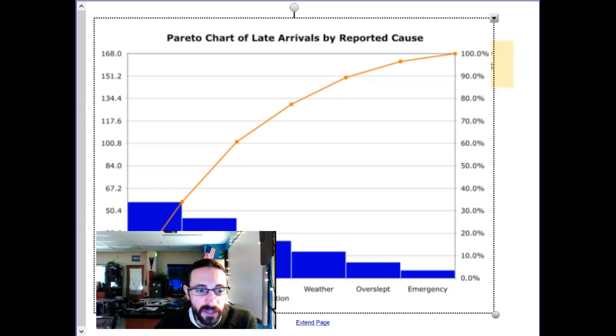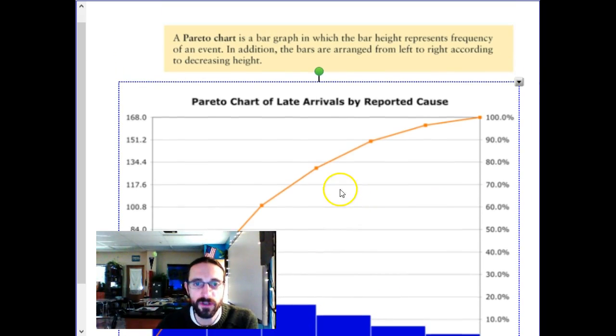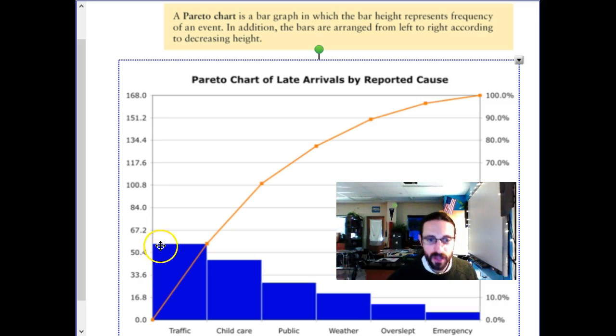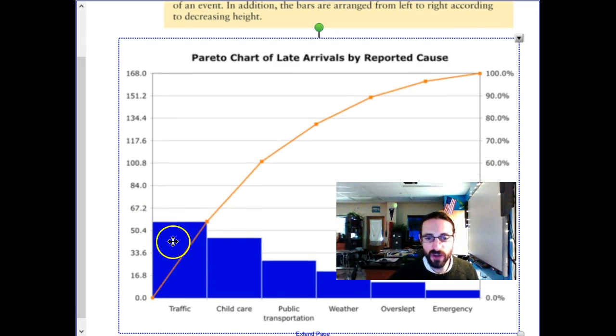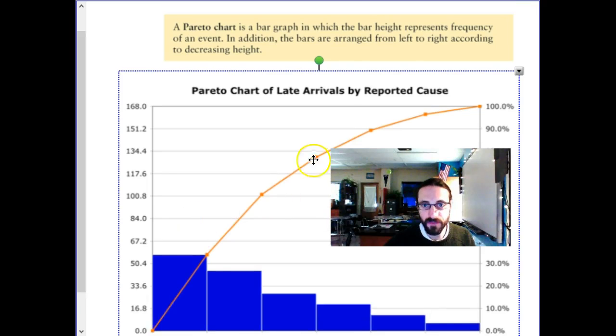So the next one is a Pareto chart. A Pareto chart. And again, this is a bar graph, but the bar heights are represented as a frequency. So for example, here there were 52 traffic accidents. What are we looking at? The reason people were late. Traffic was late. I had to get my kids to daycare, public transportation, whatever your reason was. So this is a frequency.